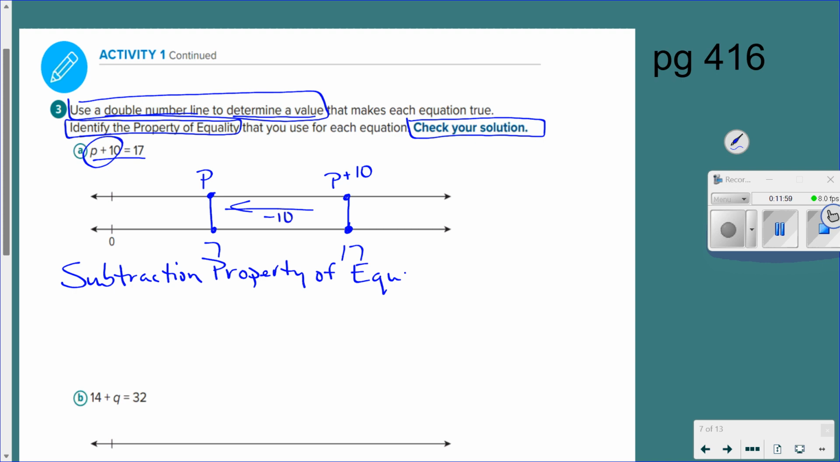And our last step is to check our work. So I check my solution by starting with my base equation. P plus 10 equals 17. I substitute my value in. I said it was 7. I do 7 plus 10 and I get 17. 17 equals 17. Check. That is the bare minimum you should have had on all 3 of these.